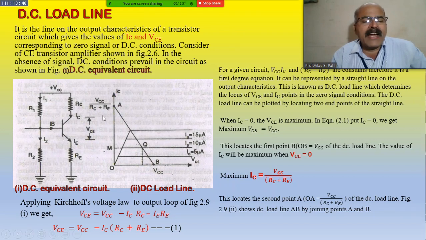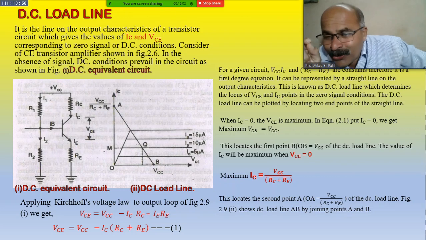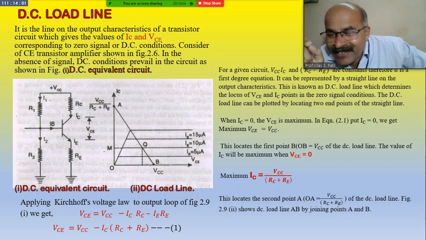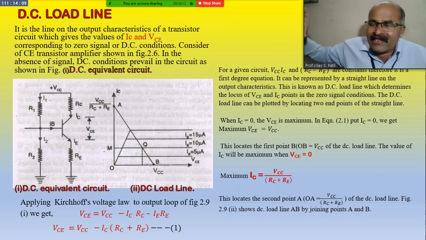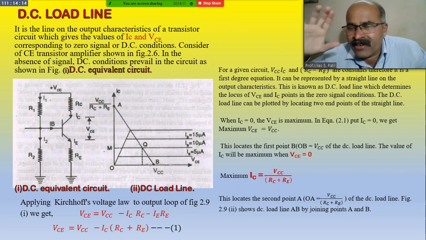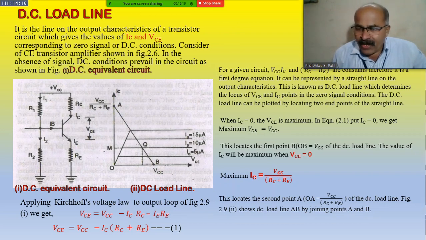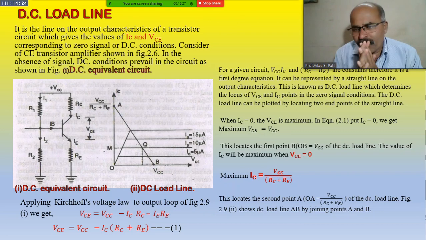All the points on the line AB will be known as operating points. But not every point shows the active region. The active region is the region where the transistor can act as an amplifier, where it can exhibit the stability condition, where the transistor can do its function, it can transfer the resistance from input to output.